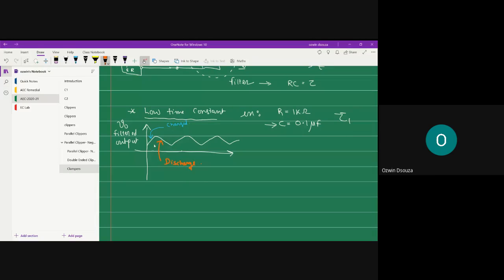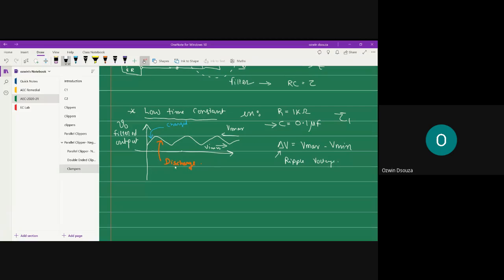So basically what is happening is that by choosing a lower time constant, you are allowing the capacitor to discharge. So your output waveform basically toggles between Vmax level and Vminimum level. This change in voltage, that is Vmax minus Vmin, we call the ripple voltage, delta V. So this is your ripple voltage.